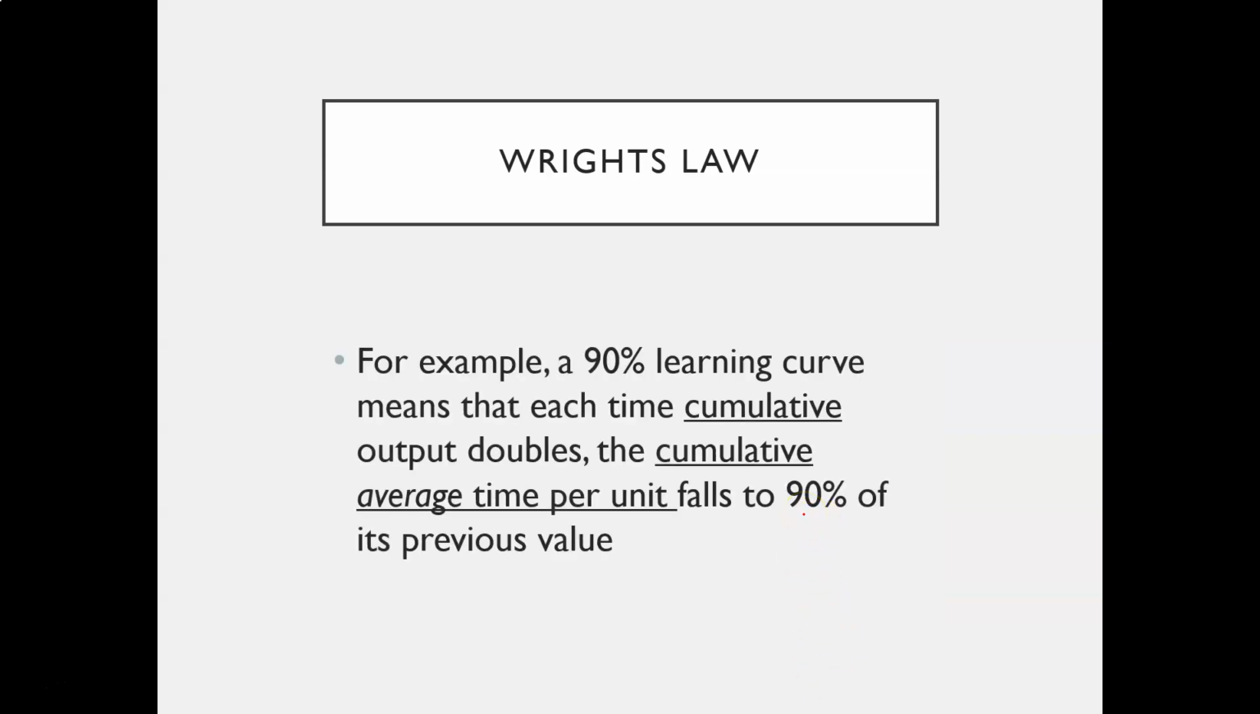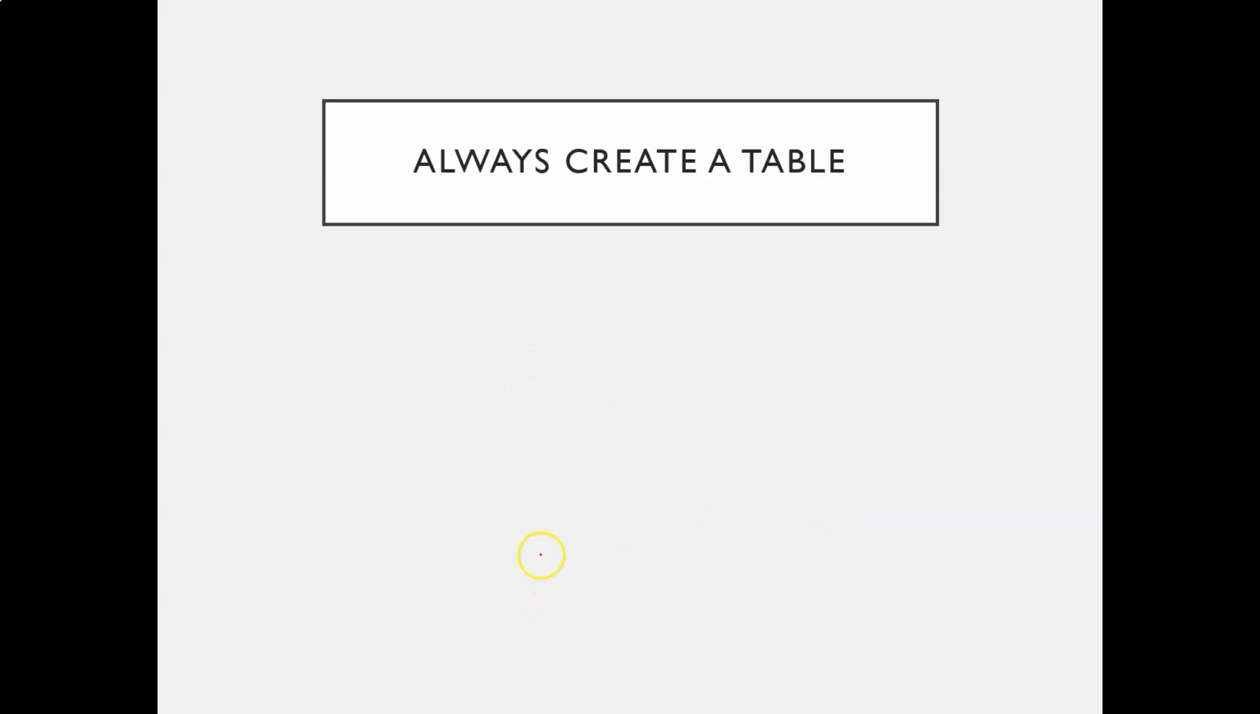So for example, a 90% learning curve means that each time cumulative output doubles, the cumulative average time per unit falls to 90% of the previous value. I've said always create a table. Again, it doesn't matter what figures I use. I could be as random as possible. I'll keep it simple. I'll probably see a table similar.